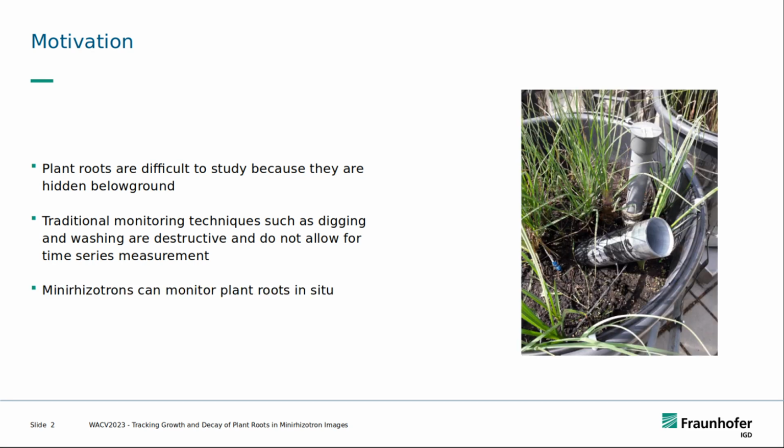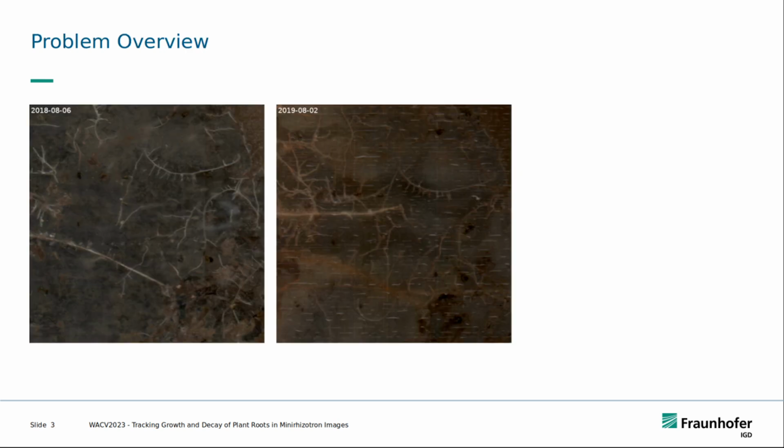Minirhizotrons are transparent tubes that are inserted into the ground so that roots can grow around them. Then with the camera or a scanner one can monitor the roots from within the tube without destroying the plant and thus create time series of the same plant. Current methods for Minirhizotron image analysis only consider a single image at a time and only measure a single parameter, namely total root length. And this parameter does not show how much growth or decay occurred in between two measurements.